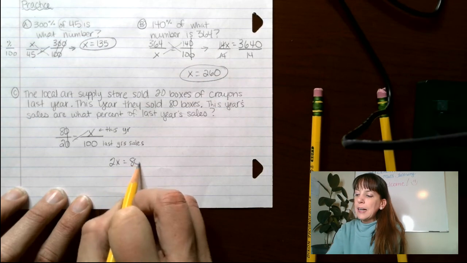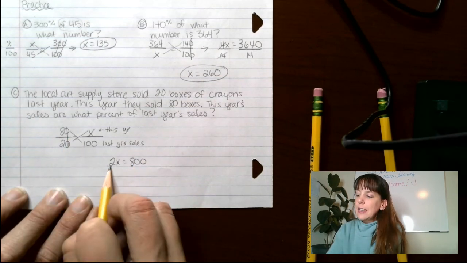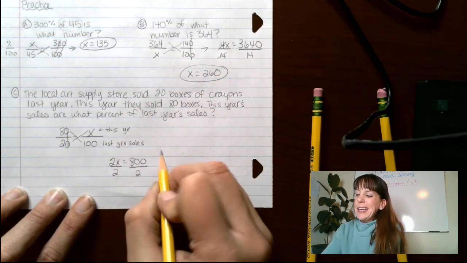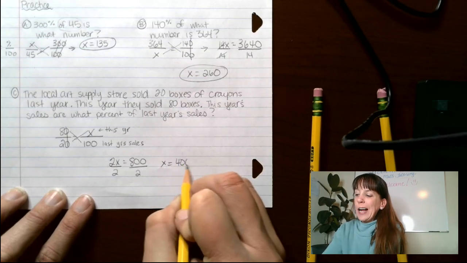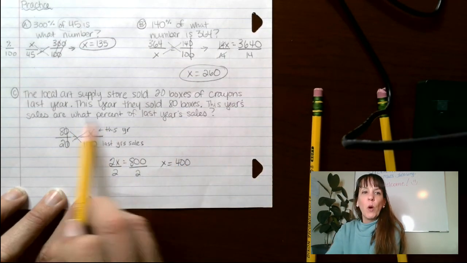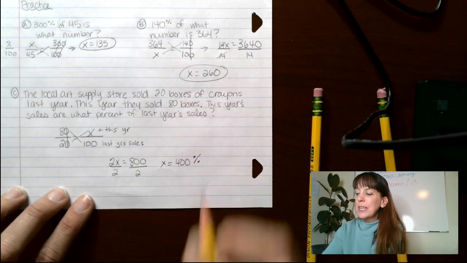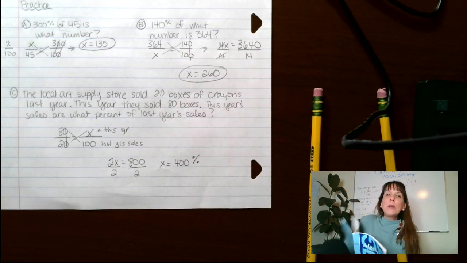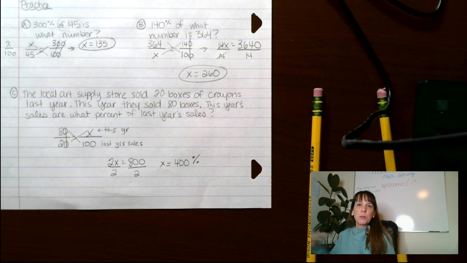2X equals 800. This times this. Divide by 2, divide by 2. X equals 400. And remember, we are searching for what percent of last year's sales? It's 400% of last year's sales. And that's because 20 of those boxes would be 100%, and then another 20 would be 100%, another 20, so it's 400%.